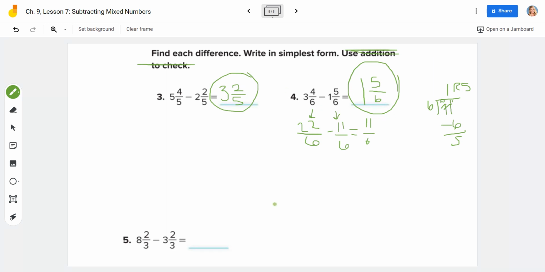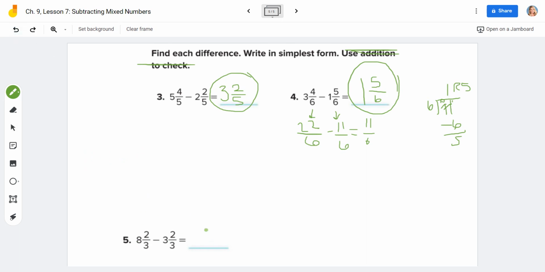All right, last example we'll go through is this one right here. Make sure your biggest whole number comes first, and it does. Then make sure your largest numerator comes first. Well, these two numerators are the same, but that's okay. It's like saying 10 minus 10. I can do that, right?